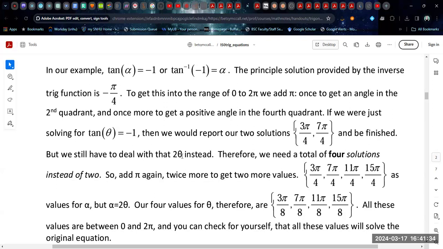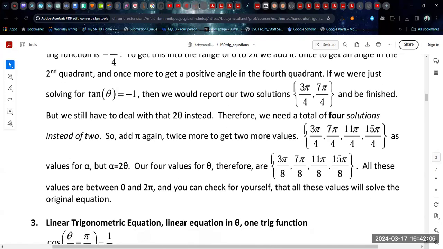If I had a 3 theta instead, I would need to multiply the set of values until it was 3 times as big. So I would get, instead of 2 solutions, as many as 6 solutions. And so I would have to have another set of adding 2 pi to these values. And then when I divided by 3, I would get 6 solutions. And again, you'll be able to double check after you actually isolate theta that you'll have all of the resulting values in the range of 0 to 2 pi.